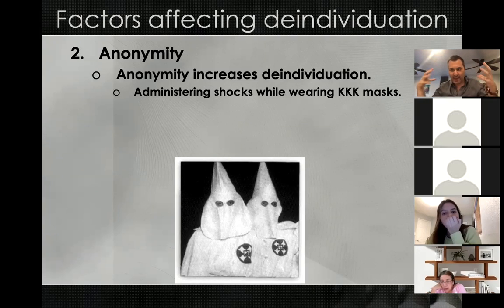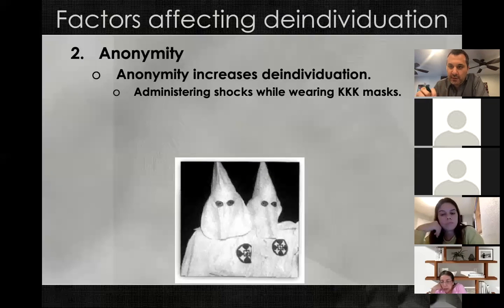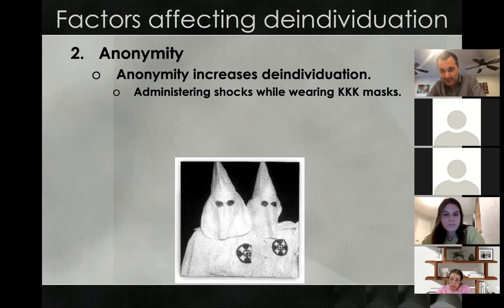Now, these KKK masks make people feel anonymous because they're all in identical costumes, right? And what the researchers were interested in is that in this study, participants could decide on the shock level they wanted to deliver to the next participant. So what the researchers really wanted to know is, would people give stronger shocks when they were dressed up in identical KKK masks versus when they were in their regular clothes? And that's exactly what they found.